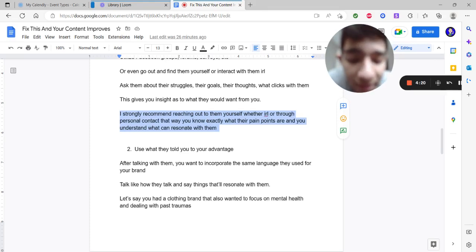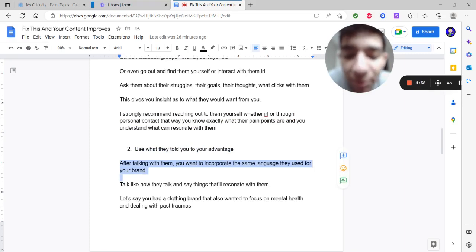But that way you know exactly what their pain points are, and you understand what can resonate with them, and what you can do to have them buy your stuff. And you'd be surprised as to how this type of messaging can definitely help them. And eventually you want to transition that and use that to your advantage, like I said earlier.